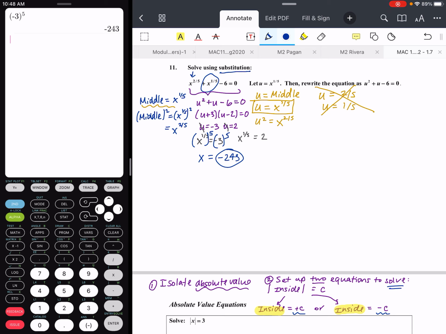Notice that -243 is not a -15. Those are different numbers, right? All the time on test day, I get -15 there. -3 times 5 equals -15. That's a fun fact. That has nothing to do with number 11 that we're trying to solve, okay? So make sure you're taking -3 and raising it to the exponent 5. And same thing over here. X to the 1/5 equals 2. Going to raise both sides to the power of 5, that reciprocal power, and get x equals 32. Notice that 32 is not 10.